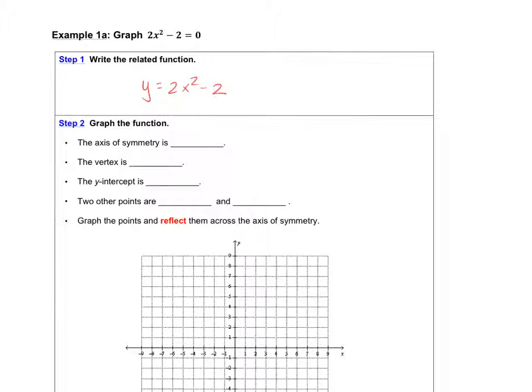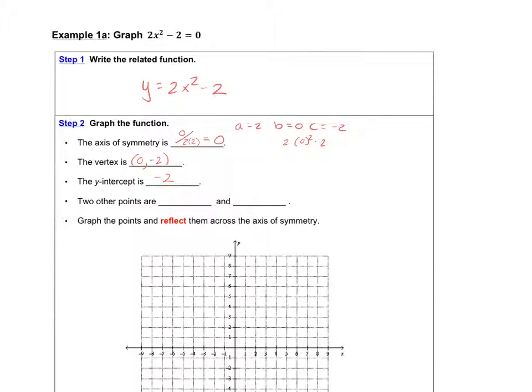The axis of symmetry we know is negative b over 2a. Well, a equals 2, b equals 0, and c is negative 2 from that equation. So we have negative b, which is 0, over 2 times 2. 0 over 4 equals 0. The vertex then, we plug in our 0 into that equation. So it will be 2 times 0 squared minus 2. Well, 0 squared times 2 is 0, so it's going to be negative 2. The y-intercept is negative 2.